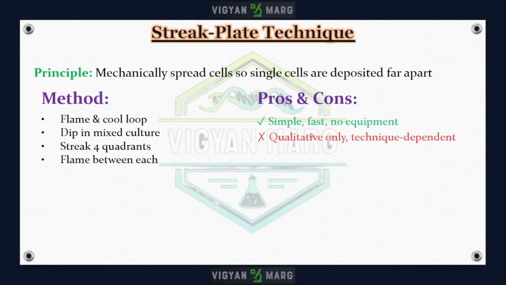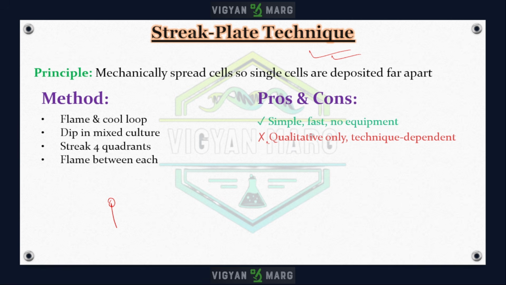So let's see, the streak plate technique. The streak plate technique is the most commonly used method for obtaining isolated colonies from a mixed culture. Okay, the principle is very simple. By streaking a loop full of culture and flaming the loop between different time periods, you progressively dilute the number of cells being deposited until individual cells are left well separated.